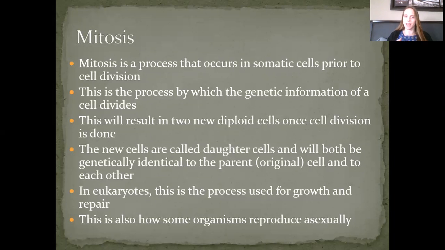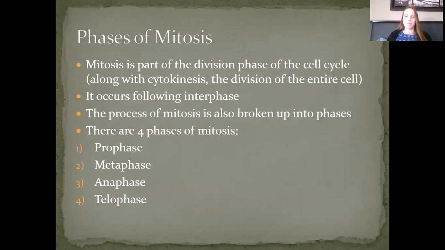In eukaryotes, like ourselves, that is any organism that has a nucleus, this process is used for growth and repair. For organisms that reproduce asexually, mitosis is also the way that some of them reproduce. Mitosis is the division part of the cell cycle, as well as cytokinesis, which will happen immediately after mitosis. And it's made up of 4 phases: prophase, metaphase, anaphase, and telophase.